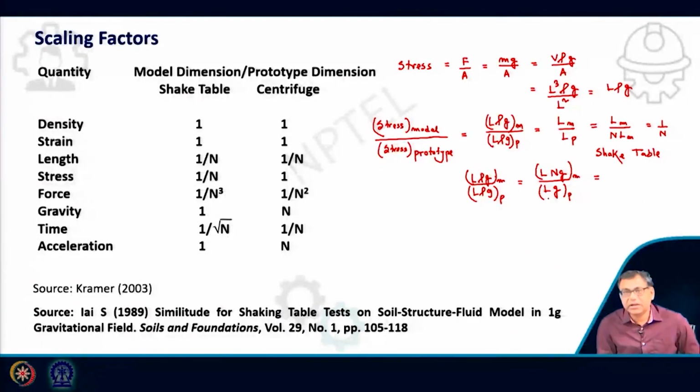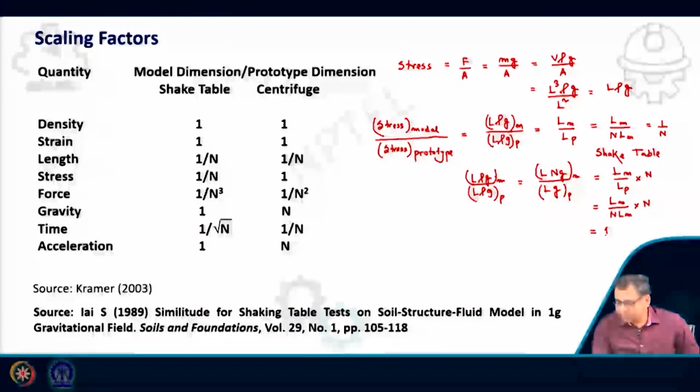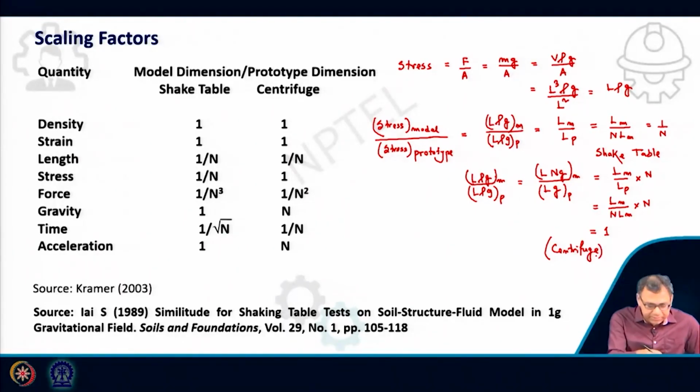So, again this G will cancel, it will be L model divided by L prototype into N. But again L model and L prototype, this is N L into N. So, it will be 1. Clear? That is for centrifuge. So, this way you can get what would be the force, then in the time also you can get, that is also an interesting thing.